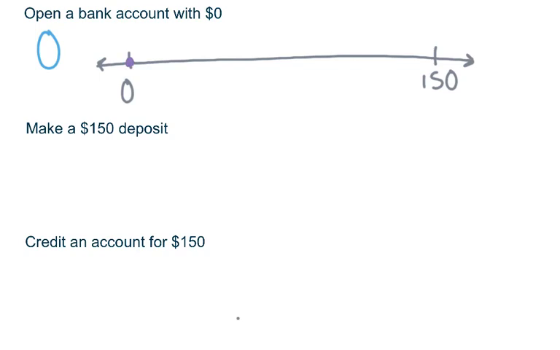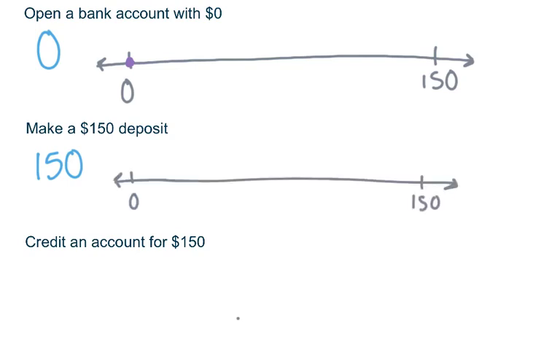Our second event says that Tim made a $150 deposit. What is the integer in that event? Our integer here is 150. Now remember, an integer is just a number, so the unit is not included. Now let's place our integer of 150 on our number line.